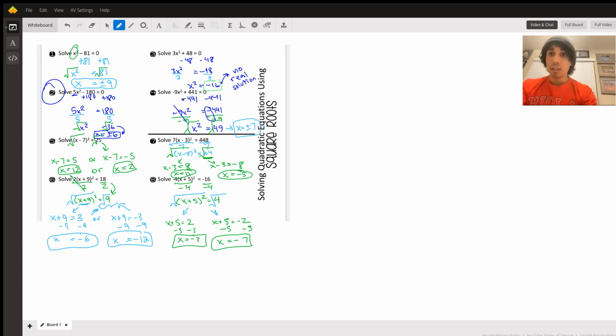All right, notice that we've got something added or subtracted, a number in front of the x, but no parentheses. Step 1, add or subtract. Step 2, do your division, divide out that number. Step 3, take the square root.